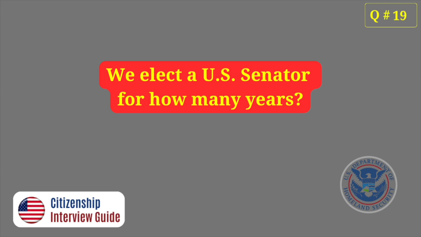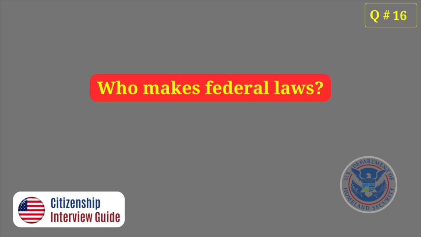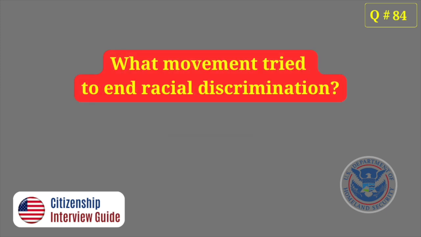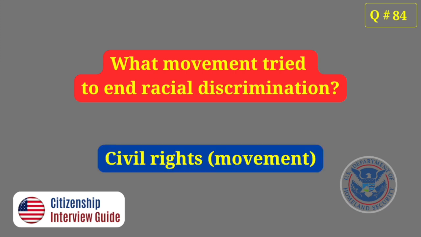We elect a U.S. Senator for how many years? Six. Who makes federal laws? Congress. What movement tried to end racial discrimination? Civil rights movement.